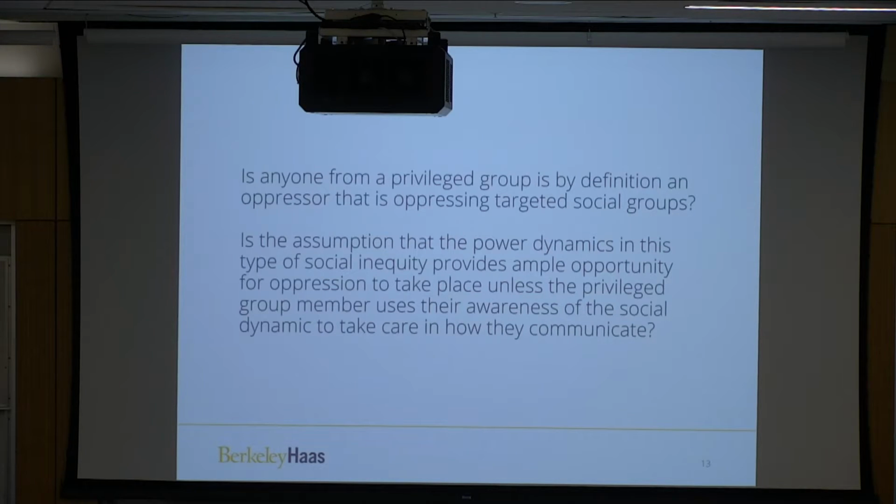And then, let's see. This one also: is anyone from a privileged group by definition an oppressor or oppressing targeted social groups? And then I think that, again, the second piece almost answers the first one, is the assumption that the power dynamics and social inequity, like when there are folks of different privilege status, are they automatically oppressing somebody if they're not aware, right? And unless they're using that membership and awareness to address it, are they automatically then oppressing, is the question. Does anybody have some thoughts on this? I know it's a heavy question.